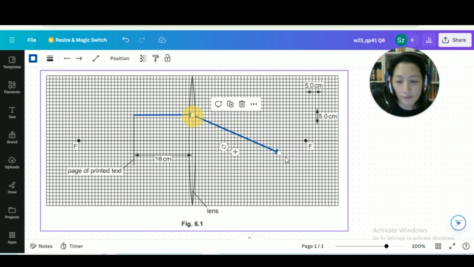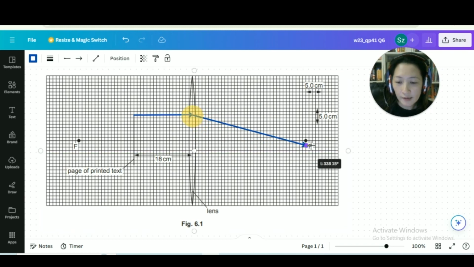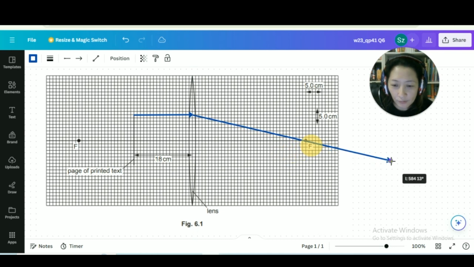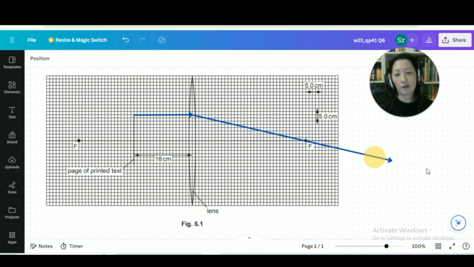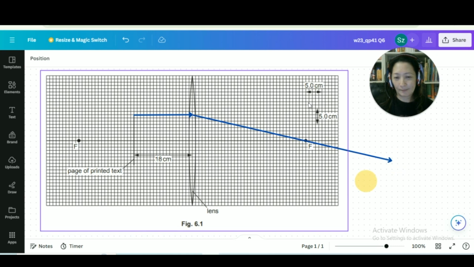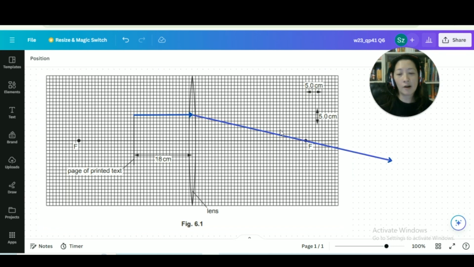From the end of this arrow, this light ray now is going to travel through the principal focus, like so. I'm just extending this beyond the diagram so that it doesn't snap to the edge of the frame, because that's what this software tends to do. So remember that you must have the arrowheads, one before and one after.